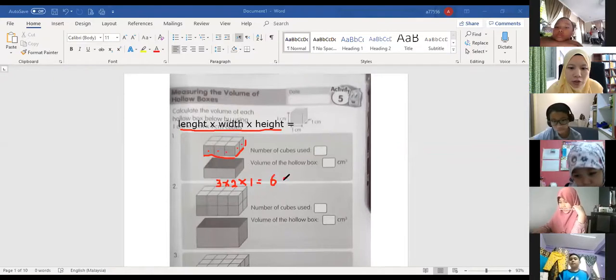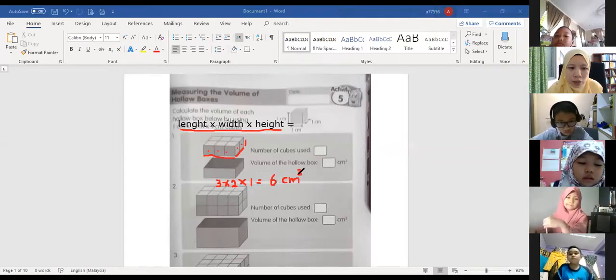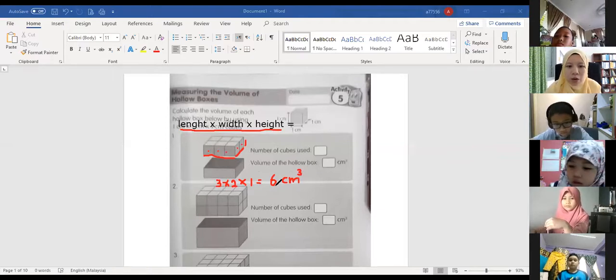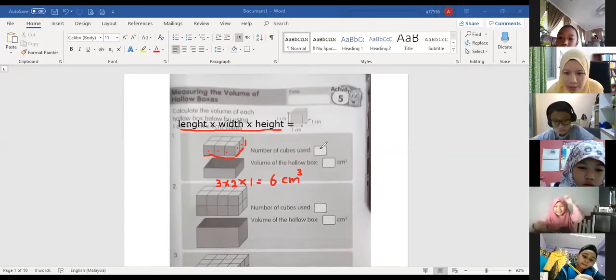But don't forget to write the unit 6 centimeter cube. Don't forget to put 6 centimeters cube. So, kalau awak tak nak darab macam ni, you have to calculate one by one. Ada berapa box dekat sini? Berapa cube dekat sini? 1, 2, 3, 4, 5, 6. So, the answer here is 6.